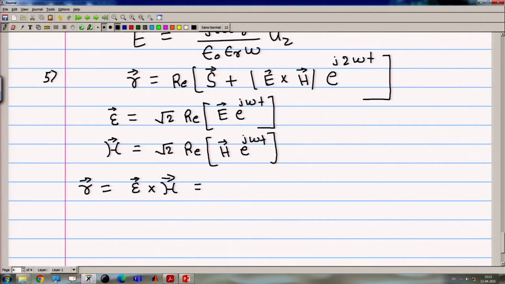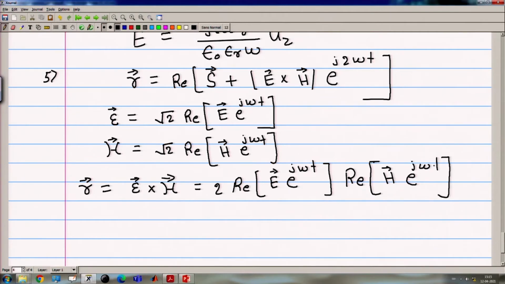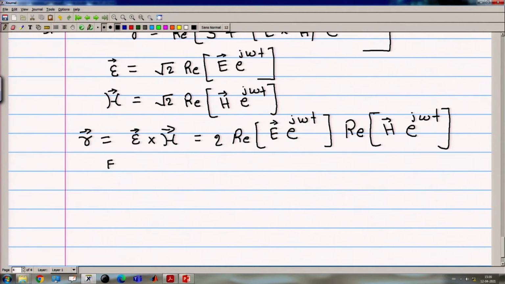So, here we can write root 2 into root 2, which is 2, times the real part of E e to the power j omega t into the real part of H e to the power j omega t. Now, because the E vector has a complex part, we can separate real and imaginary parts and define E as E1 plus j E2. These are also vectors. And H we can write as H1 plus j H2, and we can substitute in the above equation.